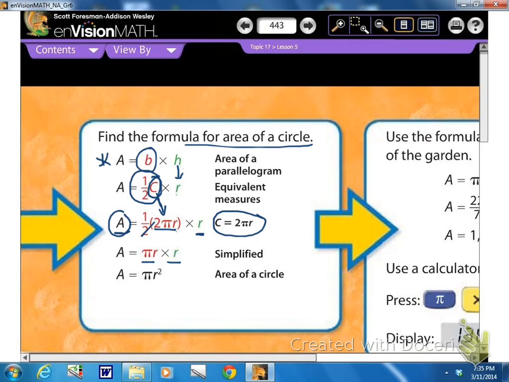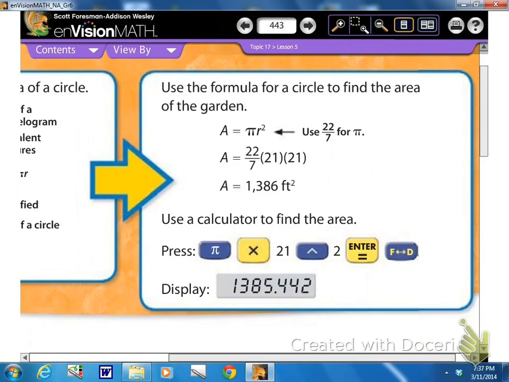So basically, simplified, the area of a circle is right here. Area equals pi, which we know as 3.14, times the radius squared, the radius times the radius. Alright, let's look over to the right. Now they want to use the formula for a circle to find the area of the garden. You need to write this down. Okay, write this formula down.